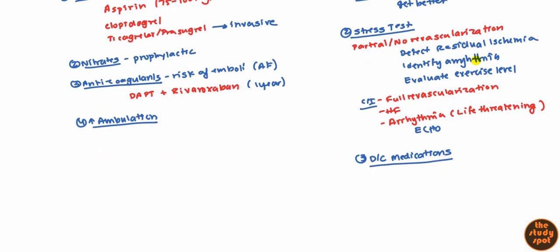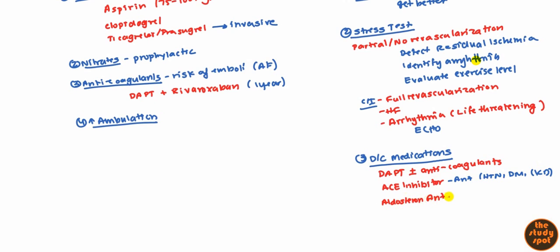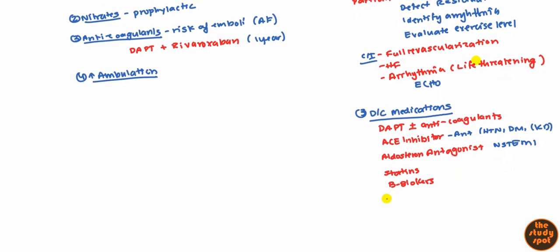Finally, discharge medications that you want to give. You want to continue the dual antiplatelet therapy, plus or minus the anticoagulants that we talked about earlier. An ACE inhibitor is a great idea if it was an anterior MI, and if they have any history of hypertension, diabetes mellitus, or chronic kidney disease. An aldosterone antagonist, especially if it's an NSTEMI, is indicated. Statins to lower the LDL, and beta blockers, again to decrease heart remodeling.